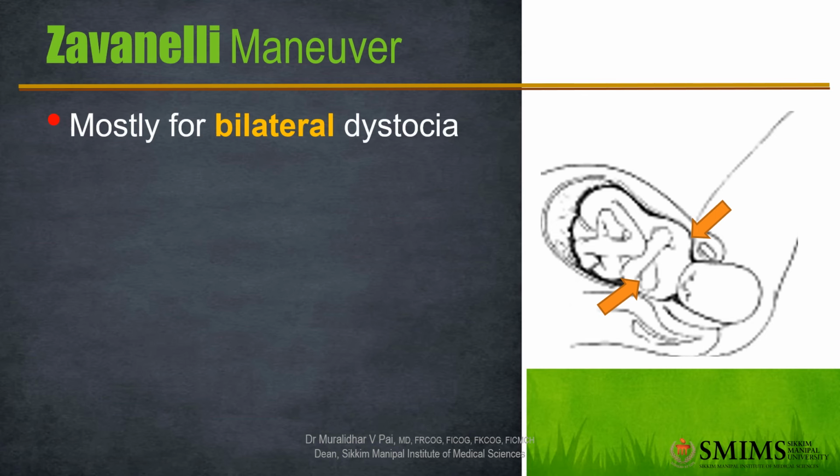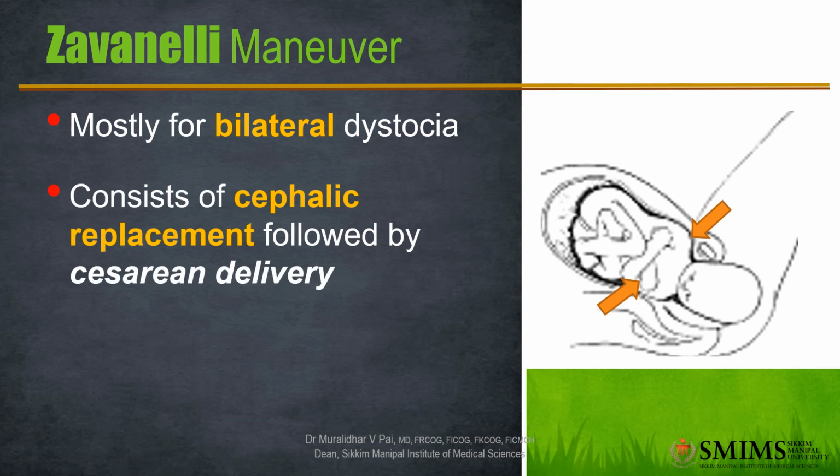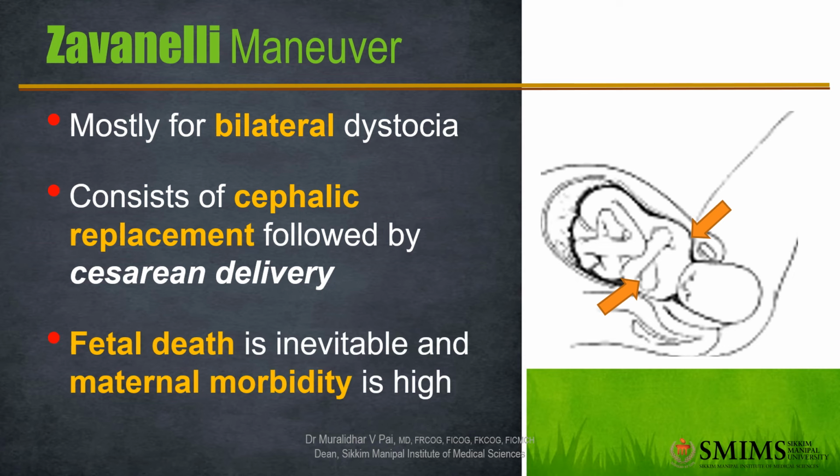It is mostly for bilateral dystocia where both the shoulders are stuck above the bone, that is symphysis pubis in the front and sacral promontory behind. It consists of cephalic replacement followed by caesarean delivery. It is easier said than done. Fetal death is inevitable, as told before, and maternal morbidity is high.